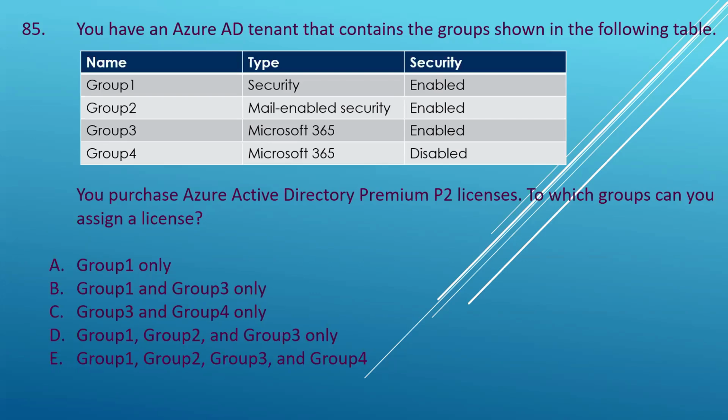Assigning Azure AD P2 license can only be used with security groups and Microsoft 365 groups that have security enabled. So in this case, even though group 1, 3, and 4 fall into the category of allowed group types, group 4 doesn't have security enabled. So the correct answer is option B, group 1 and group 3 only.